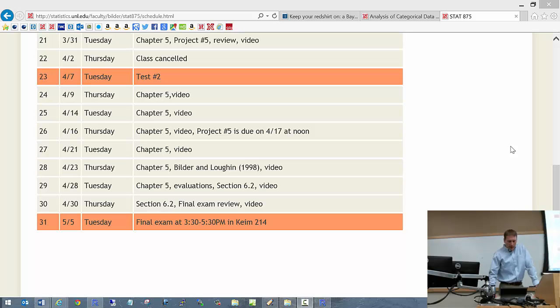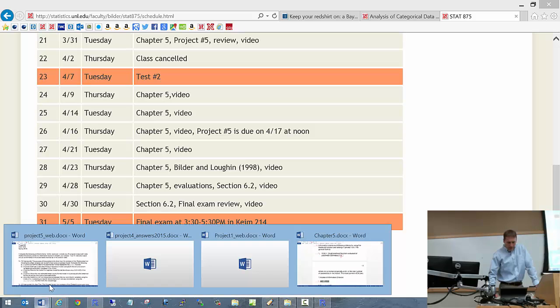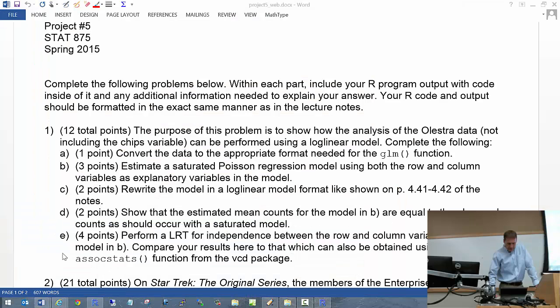Okay, let's begin by talking about project number 5. There are 3 problems with project number 5. It's essentially the same format as we've done before. You can work in groups as you wish.